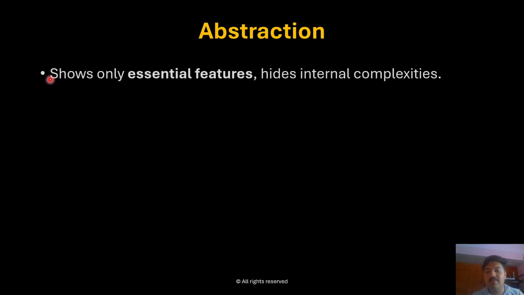Next, we will be talking about abstraction. Abstraction is the method of showing only the essential features and hiding the internal complexities. So let us take an example of a car. We know how a car starts, but we don't know how the engine actually starts. That is abstraction: we can see the essential feature that the car is starting, but the internal complexities, how the engine is actually starting, are hidden.